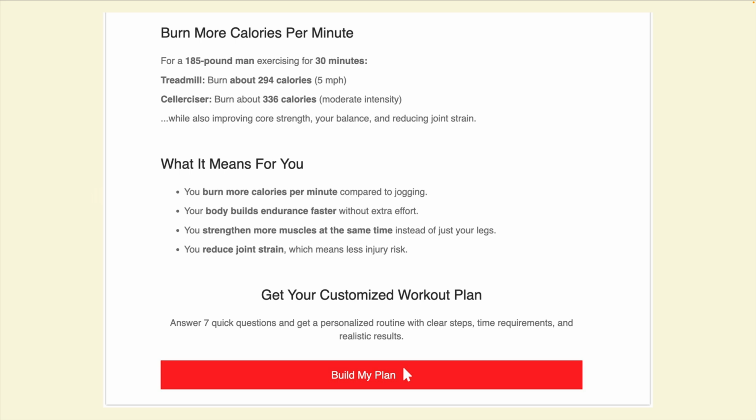But then I clarify, what does this mean for you? It means you burn more calories per minute compared to jogging. Your body builds endurance faster without extra effort. You strengthen more muscles at the same time instead of just your legs, because the force of gravity is on your entire body as you bounce up and down on the Cellerciser. And you reduce joint strain, which means less risk of injury. And that was actually a big one for me. I used to do a lot of running, and I ended up getting plantar fasciitis, especially on my right foot, and it interfered with my running. I moved over to the Cellerciser and never looked back. So it's definitely true. And then we got the lead magnet.